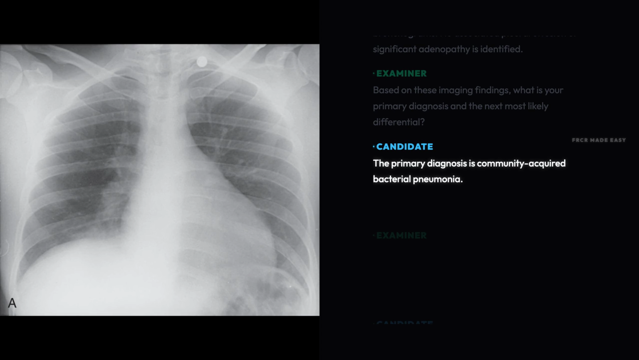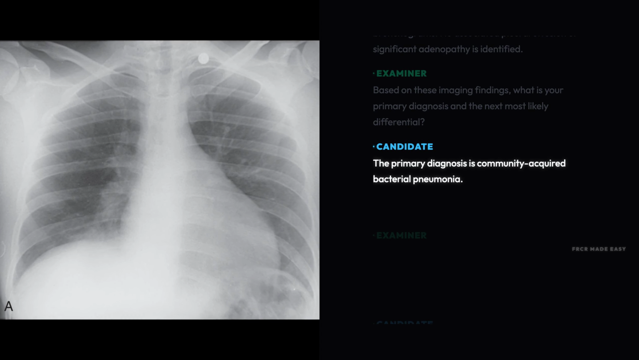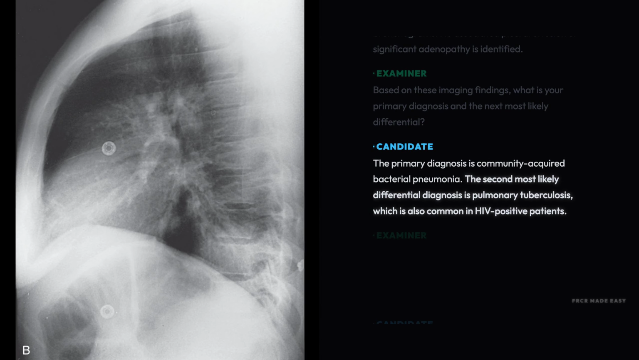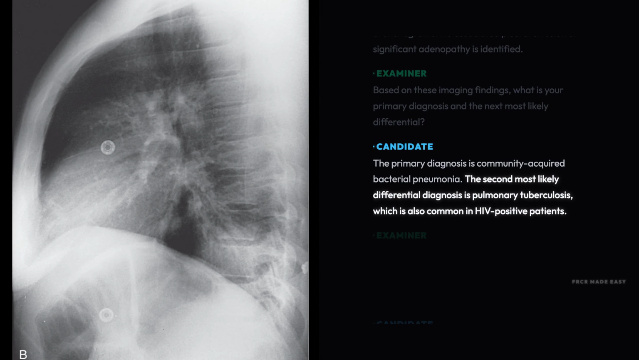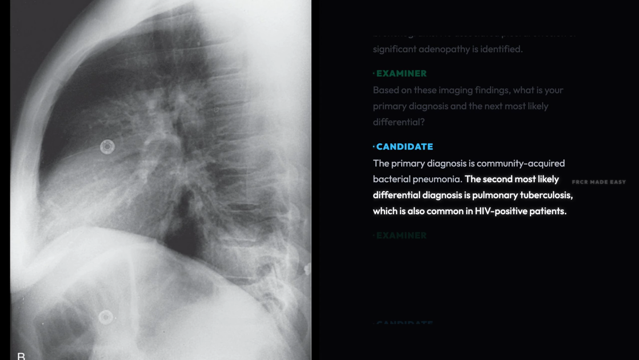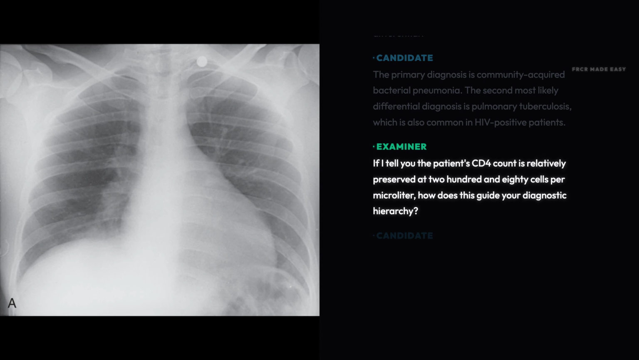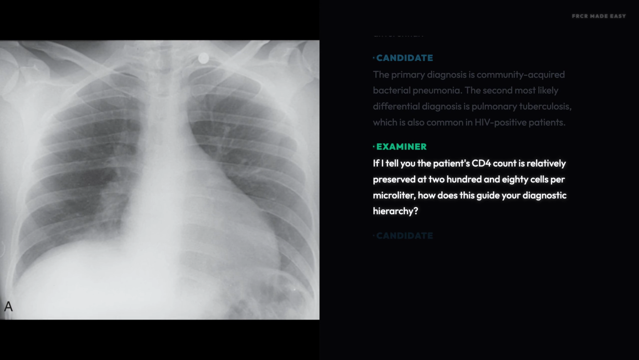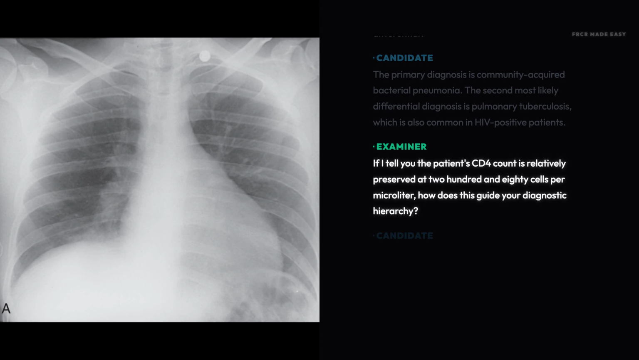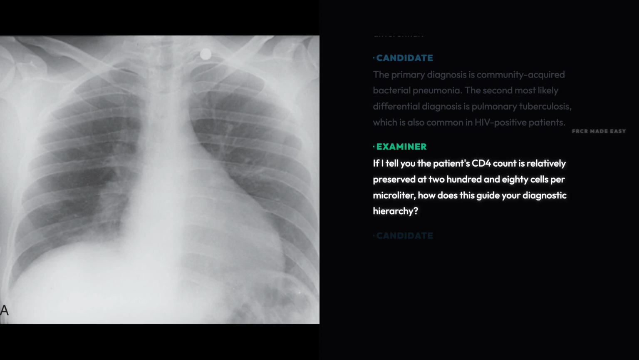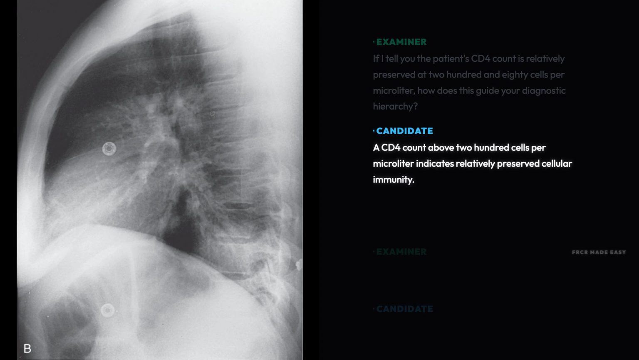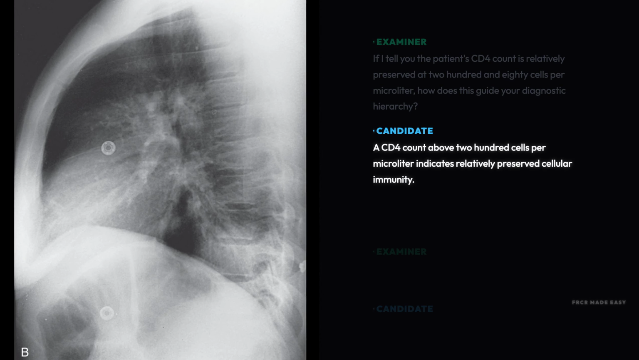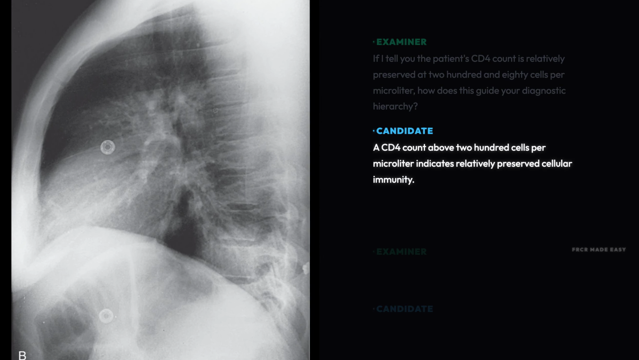The primary diagnosis is community-acquired bacterial pneumonia. The second most likely differential diagnosis is pulmonary tuberculosis, which is also common in HIV-positive patients. If I tell you the patient's CD4 count is relatively preserved at 280 cells per microliter, how does this guide your diagnostic hierarchy? A CD4 count above 200 cells per microliter indicates relatively preserved cellular immunity.